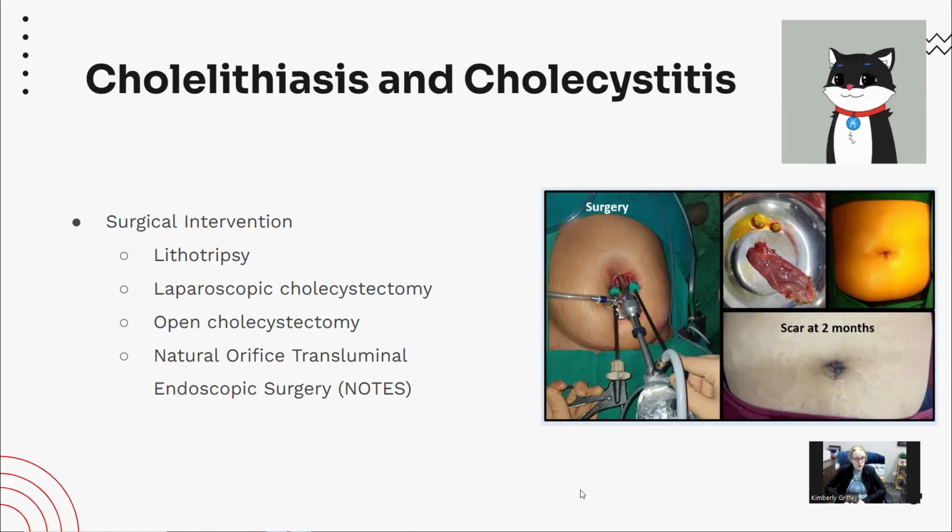And then the natural orifice transluminal endoscopic surgery, or the NOTES surgery, avoids visible incision and reduces complications. In this procedure, an endoscope is inserted through the mouth, vagina, or rectum. And then they'll go through and remove what they need to.